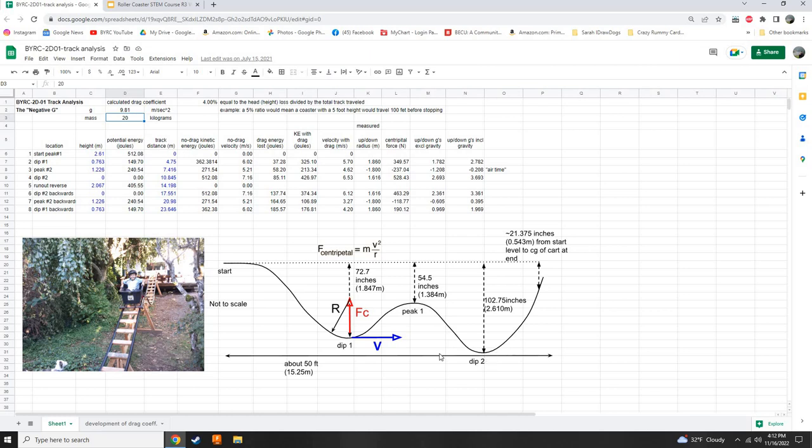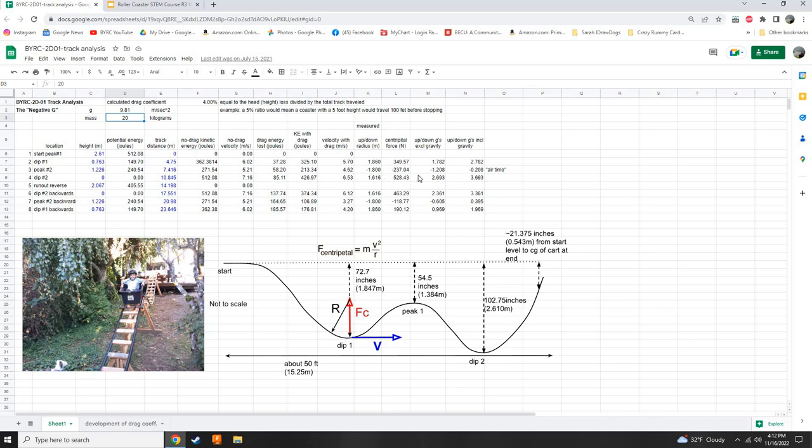Dip number 2 is down here, and because we've dropped even further and the height is lower, we're actually having no potential energy because we're at the 0 point. And at dip number 2, we have very little. We have a bunch of kinetic energy that translates to a pretty fast velocity there, 6.5 meters per second.